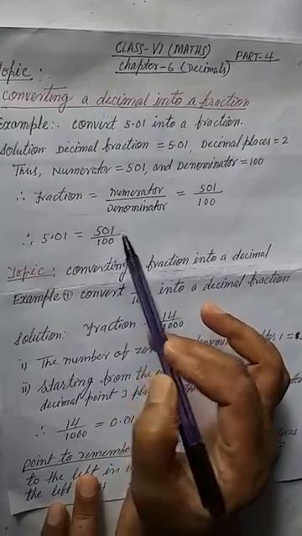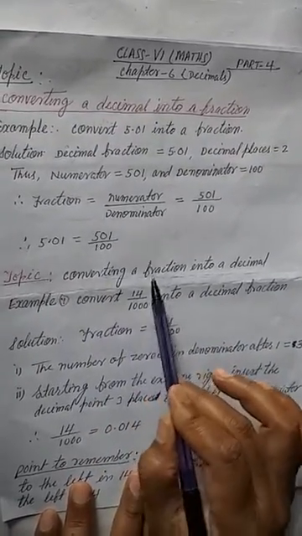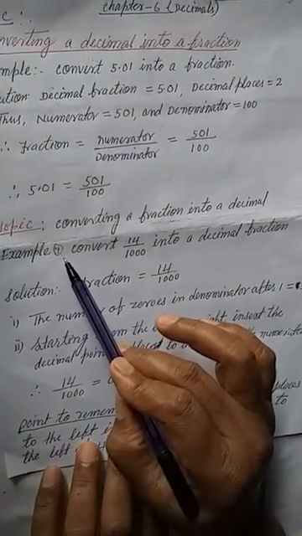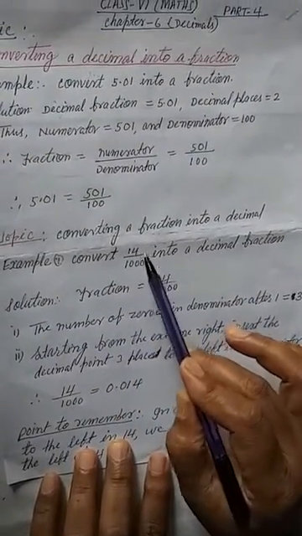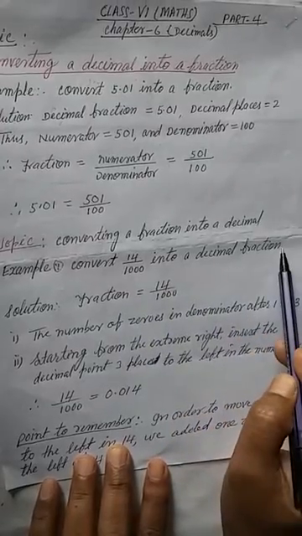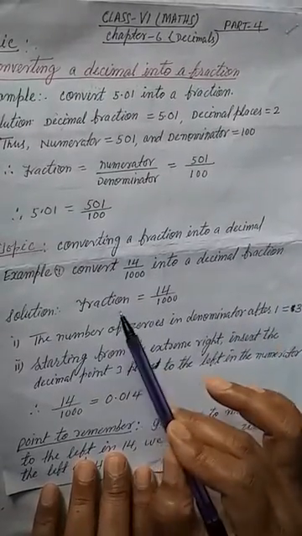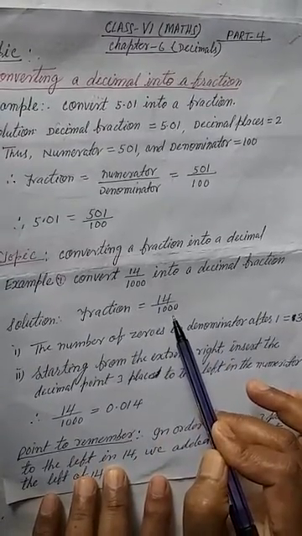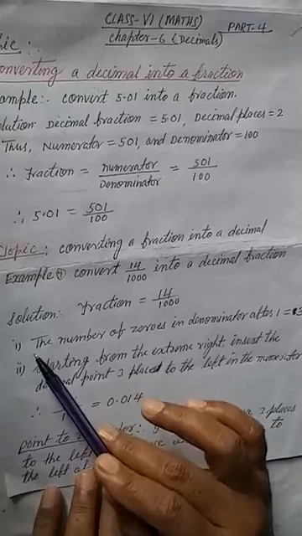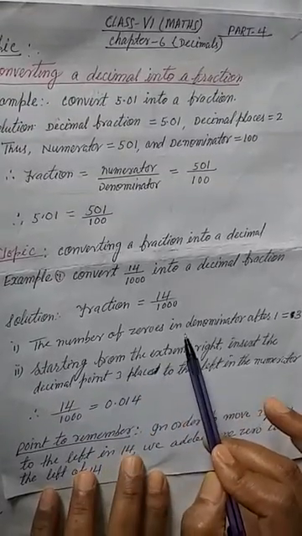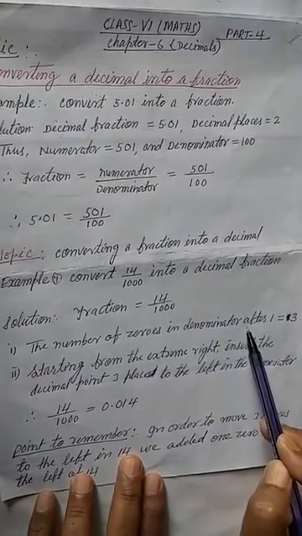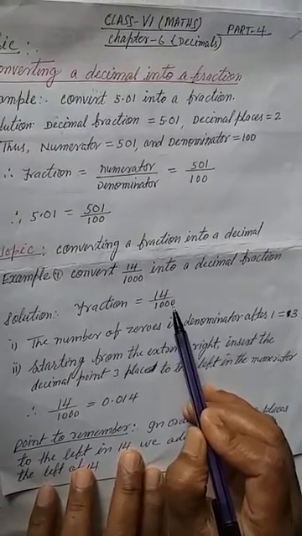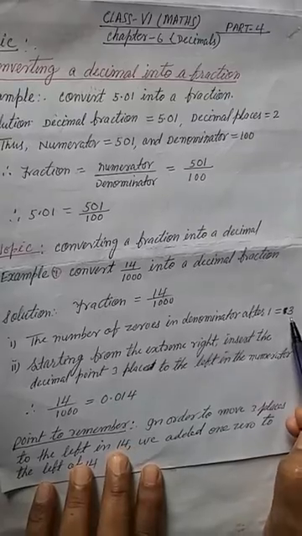Okay students, now the next topic, converting a fraction into a decimal. Let us see by example. Convert 14 upon 1000 into a decimal fraction. Solution. The fraction is 14 upon 1000. This is already given. The first point is the number of zeros in the denominator after 1. Here in the denominator after 1, how many zeros? 1, 2, 3, so 3.